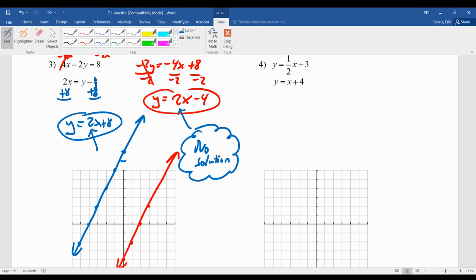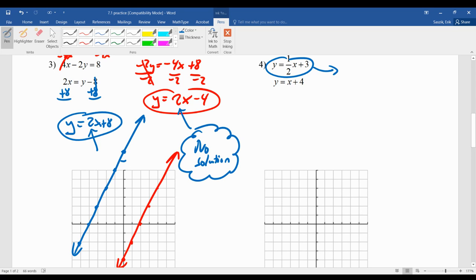Remember what we did in the previous video, if you have the same exact equation twice, the same line twice, that's infinite solutions because the line intersects an infinite number of times with its twin. But here it's no solution.